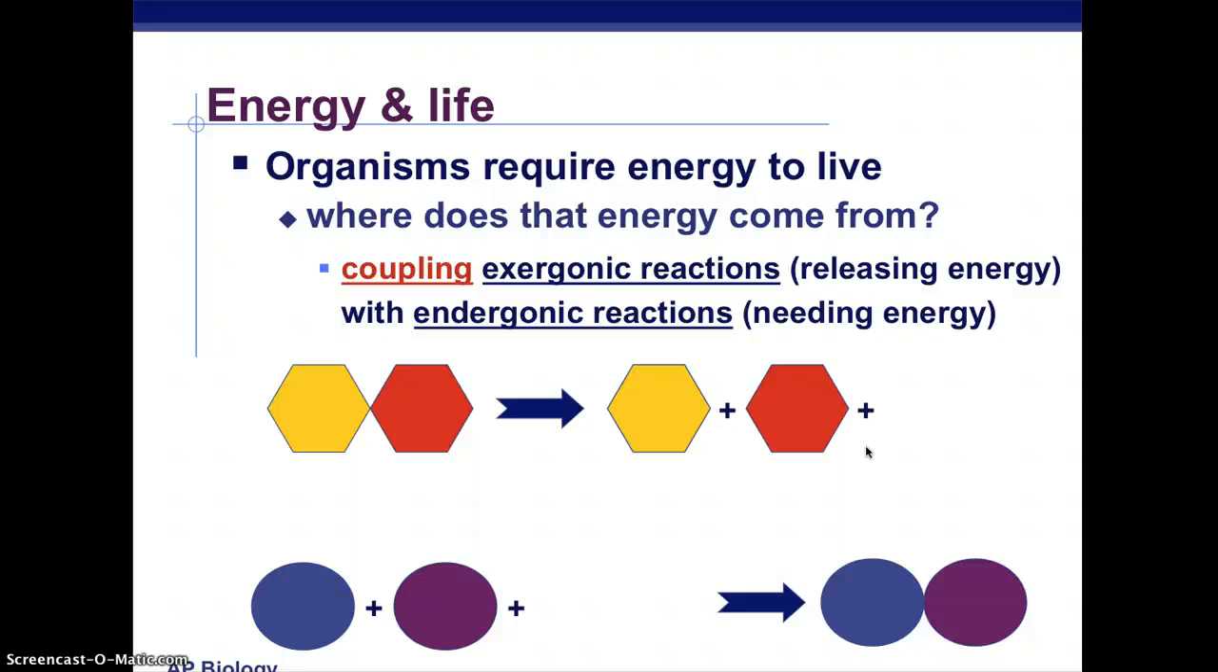So to do the reactions of life, what we do is something called energy coupling. We couple an exergonic reaction, one that's releasing energy, with an endergonic reaction, one that requires energy. So here we have a polymer, well, really a dimer, and we're going to break it apart into its separate monomers. When we break that bond, we get a net release of energy.